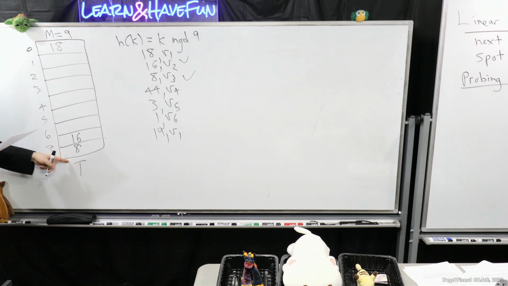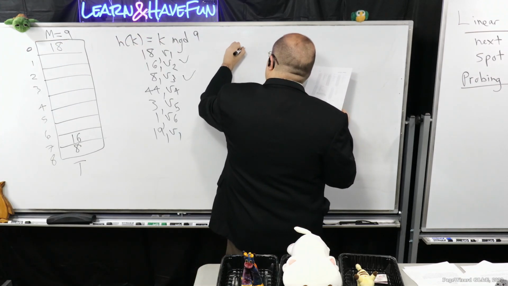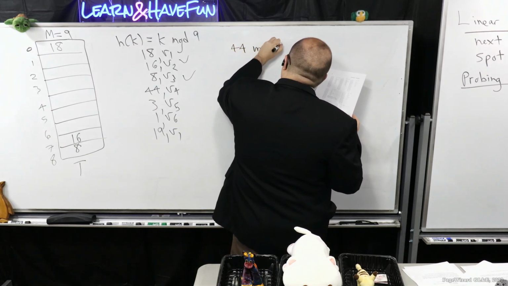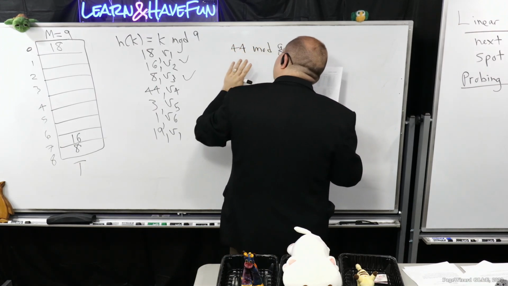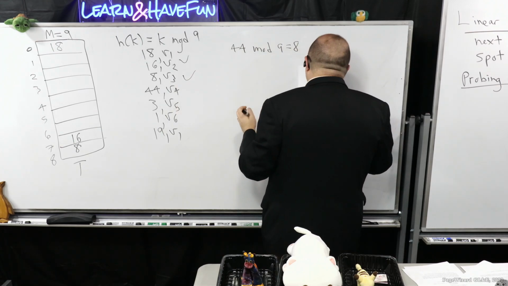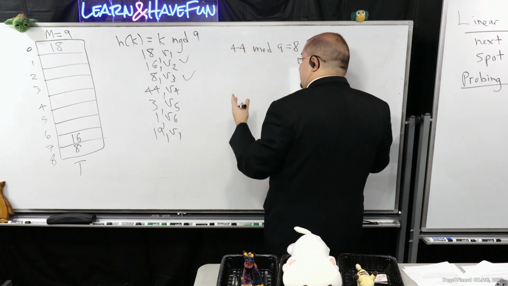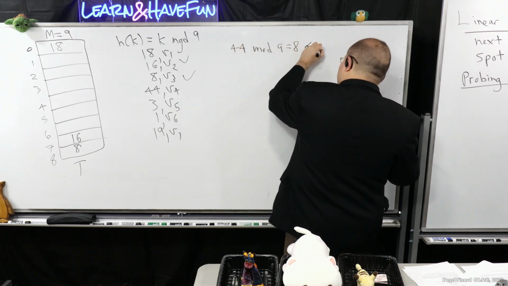Because 44 mod 9 is 8. So remember, 44 mod 9 is 8. It's because it's 1 less than 45, which cleanly divides by 9. So now I have a collision. There's a collision that happens.